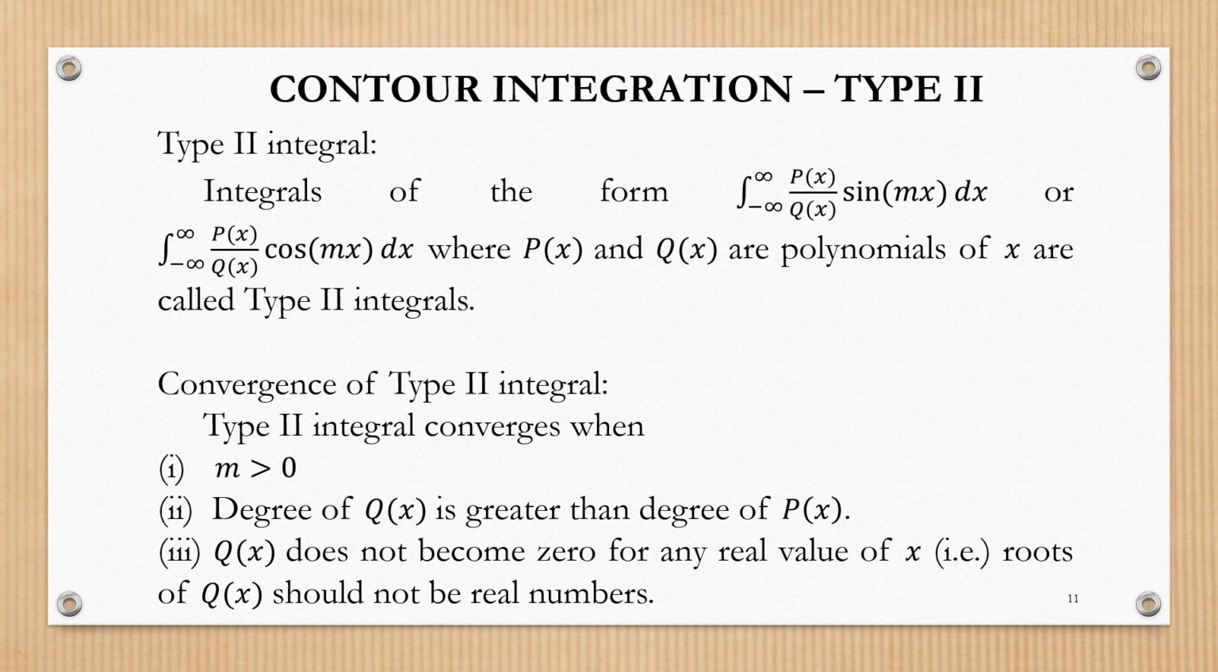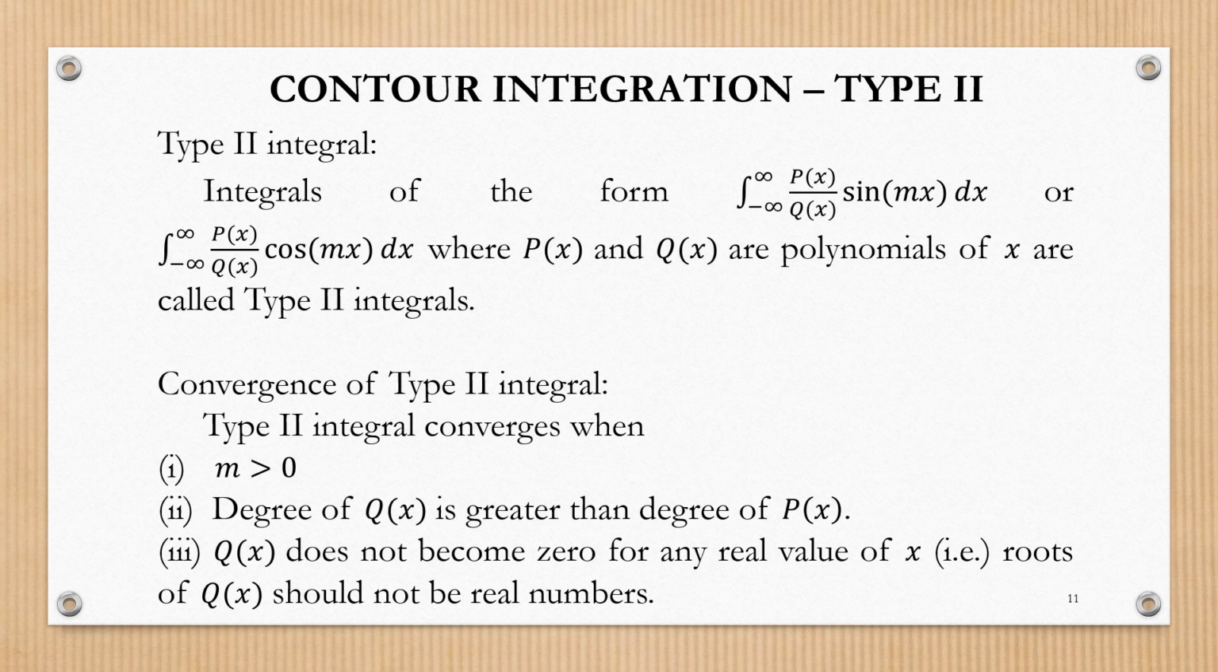Now this type 2 integral will converge or will have a finite value if three conditions are satisfied. The first condition is m must be a positive number. Now m is the coefficient of x as defined in the angle of sine or cos in the integrand. So that m has to be a positive number. It should be greater than 0. That is condition number 1.